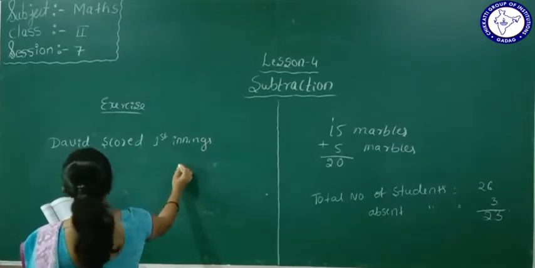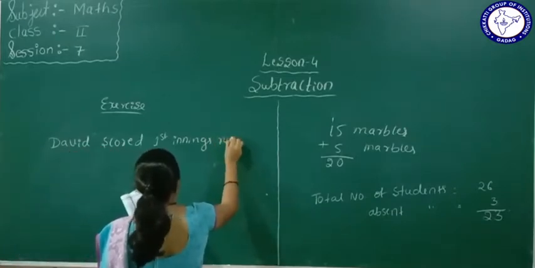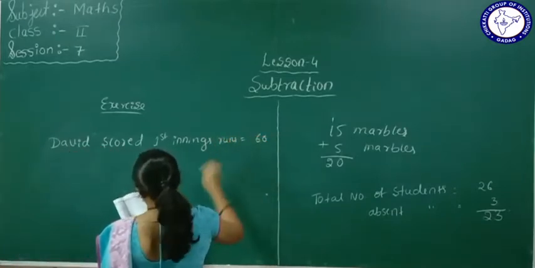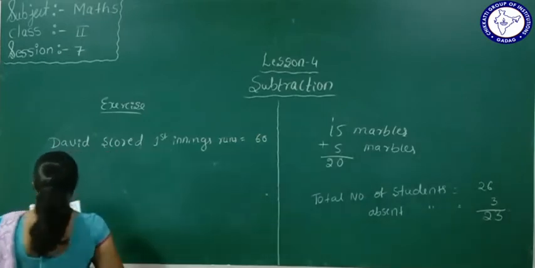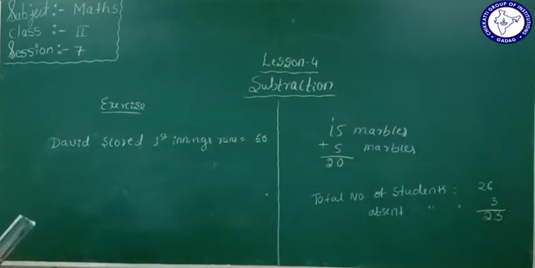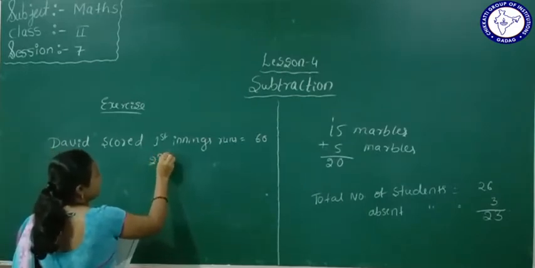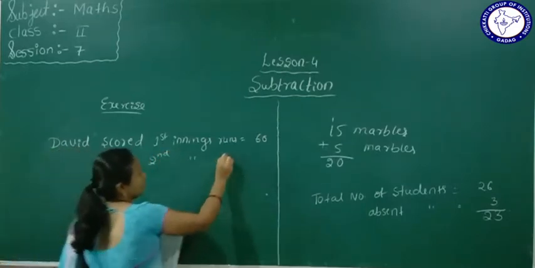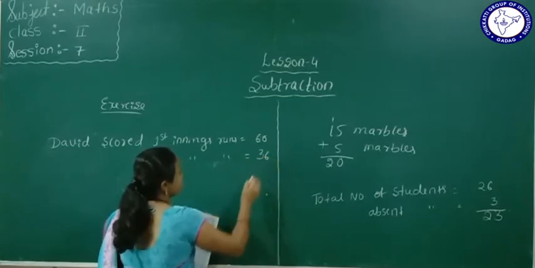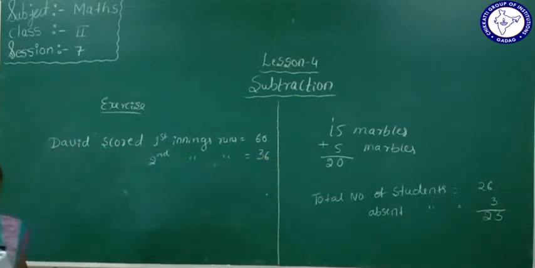So how much did he score? First innings runs are 60 and 36 runs in the second innings. How much in the second innings? Second innings runs are 36. Okay, what is the total score of David?